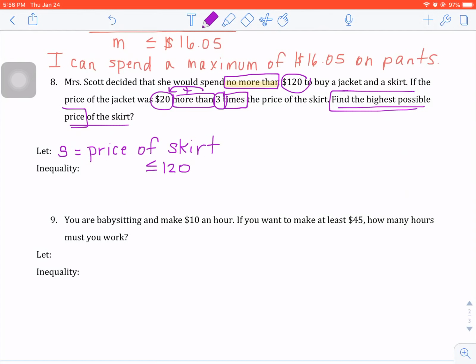3 times the price of the skirt. So if the price of the skirt is S, and we want to represent 3 times S, we would say 3S, and more than means plus 20. So our inequality would be 3S plus 20 is less than or equal to 120. So please pause the video, solve the inequality, and then come back to check your answer.